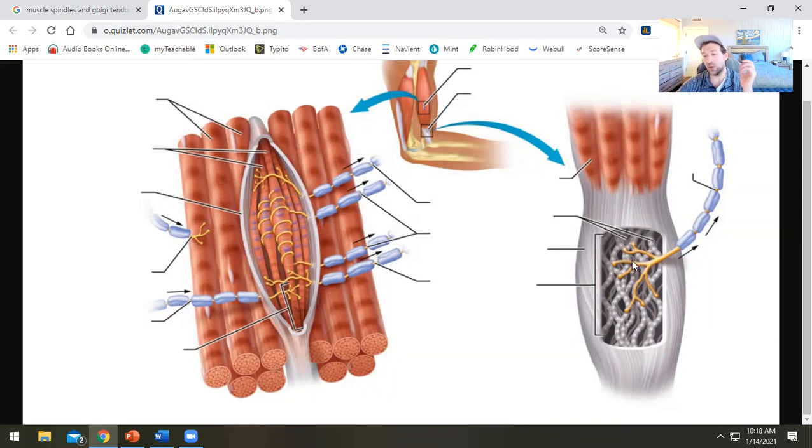Meanwhile, you've also got what are called Golgi tendon organs. And you can see they're located in this little white part. They're located in the tendon that's attaching your muscles to your bones, right? And so those Golgi tendon organs are there to send a signal to the brain saying, here's how much tension is in the muscle, right? So the muscle spindle says what length the muscle is. The Golgi tendon organ says how much tension there is. If tension reaches 100%, that means it's going to tear off the bone, right? So we don't want to do that.